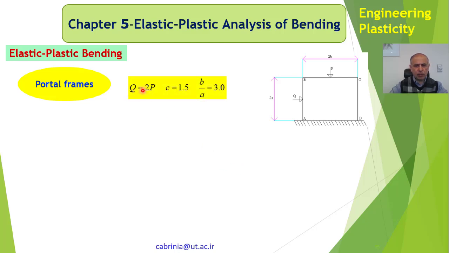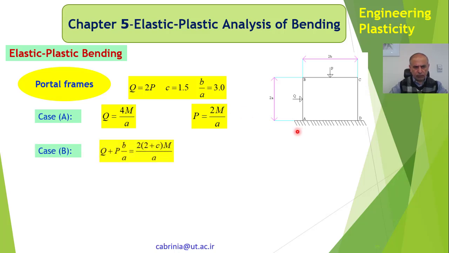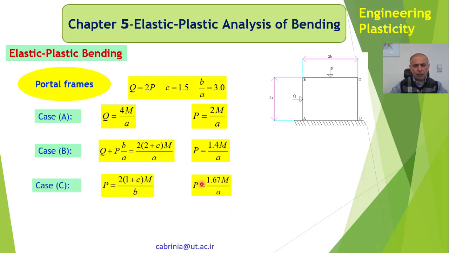And if we put some numbers here for the Q in terms of P, this parameter C is equal to 1.5, and B over A take it as 3, because we want to get some numbers. So for case A, we get P equal to M over A. This M is fully plastic moment. And for case B, we get P equal to 1.4 M over A. Obviously, when we have P, we have Q as well. And for case C, we get 1.67 M over A. And for case D, we get P equal to 2 M over A.